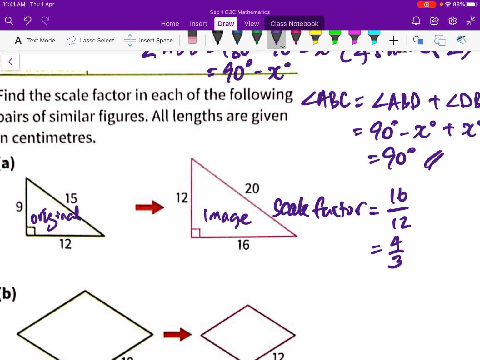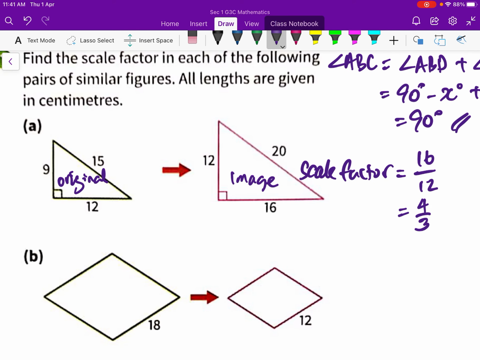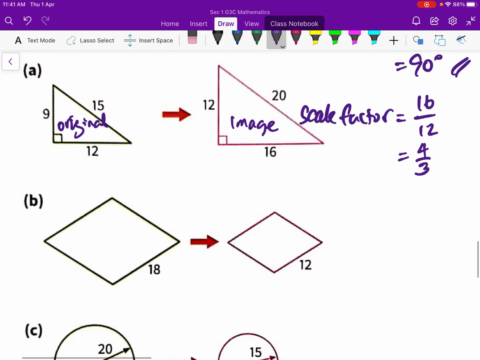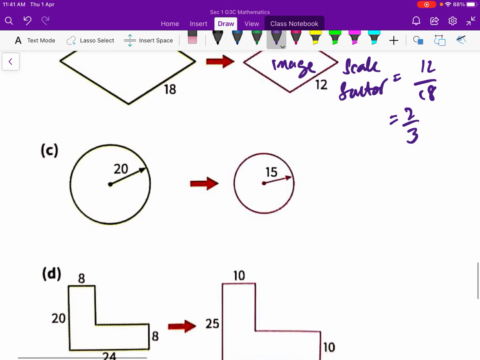At the same time, keep reminding yourself, this is bigger than 1, so it got bigger. Look, it got bigger. Makes sense. Whether you use 20 over 15, you still get 4 over 3, 12 over 9, still 4 over 3. Now here we don't know whether this is a rhombus or whatever it is, doesn't matter. This is a reduction, it became smaller. Again, our image is on the right. So scale factor, we have 12 over 18, which is 2 over 3.